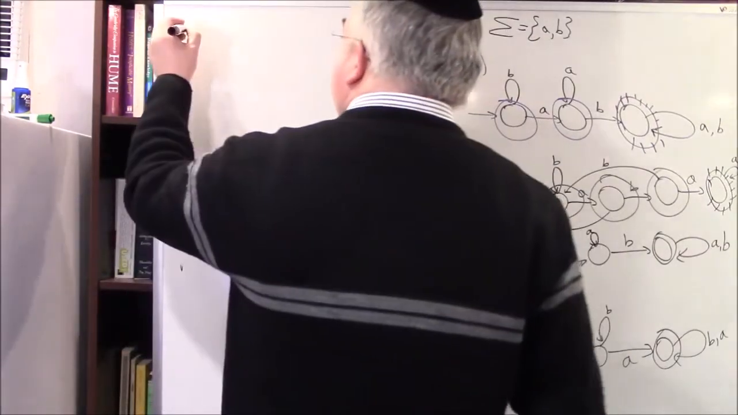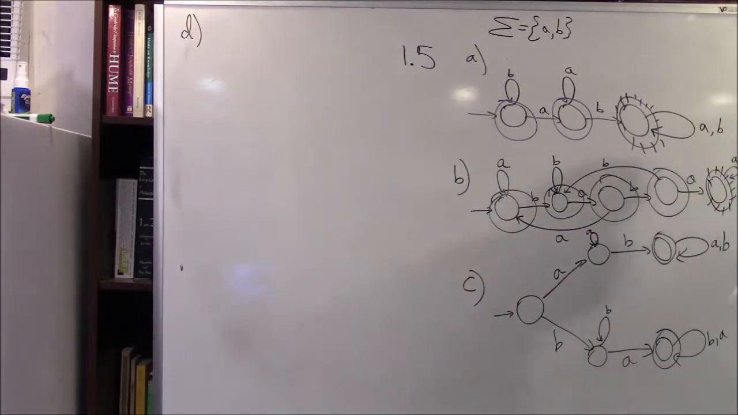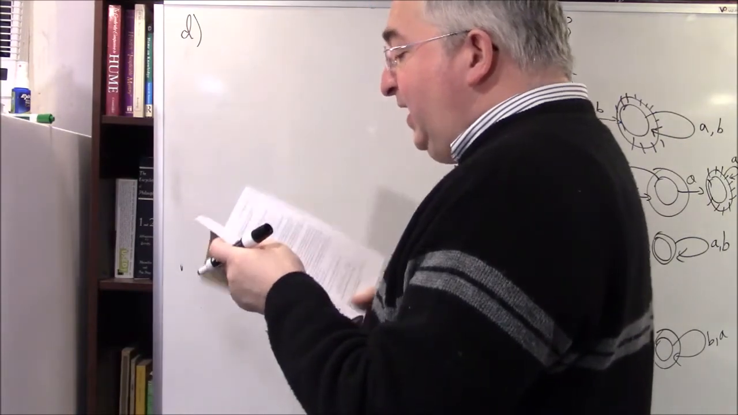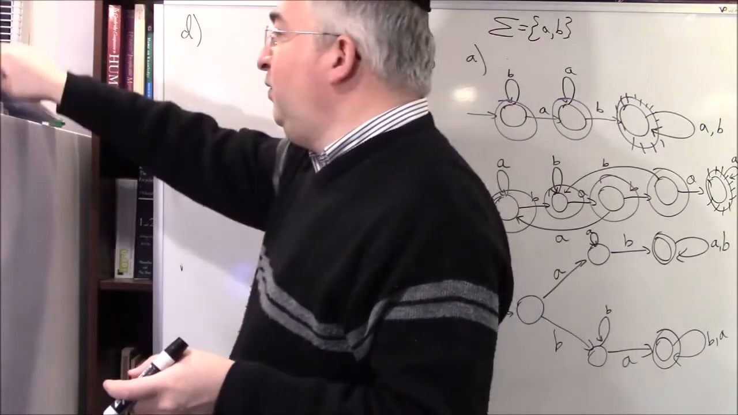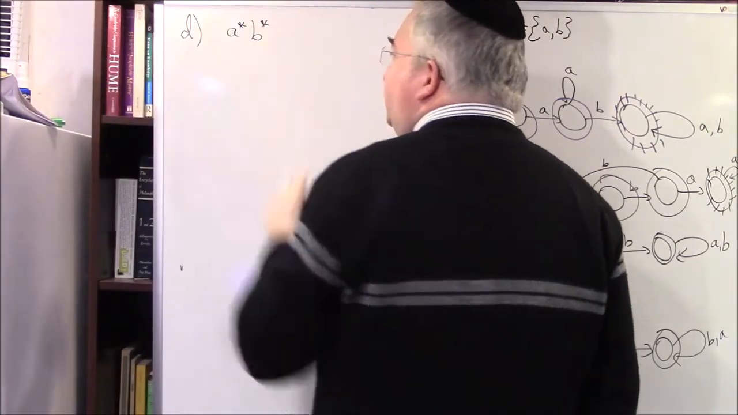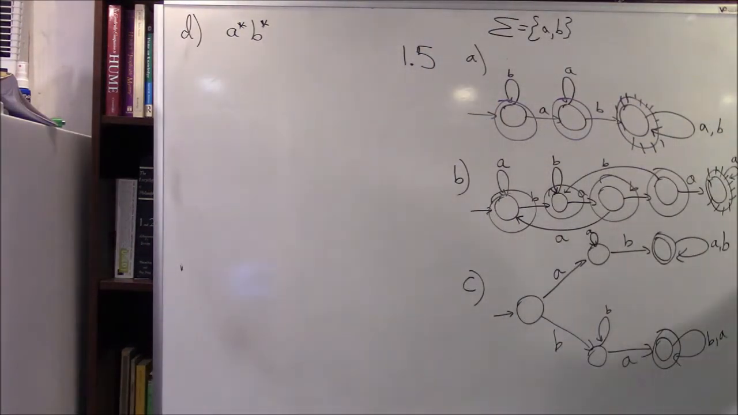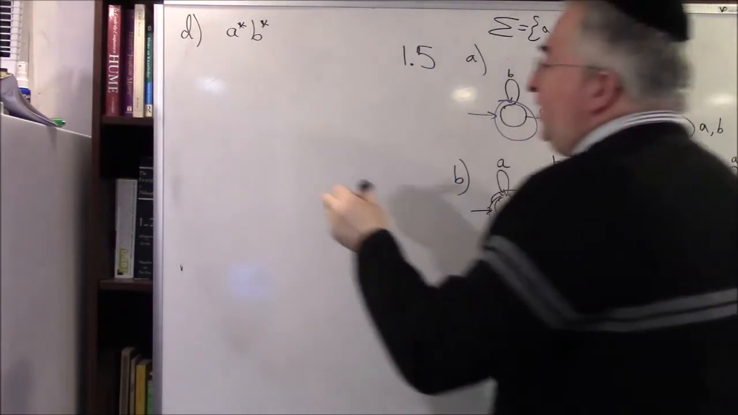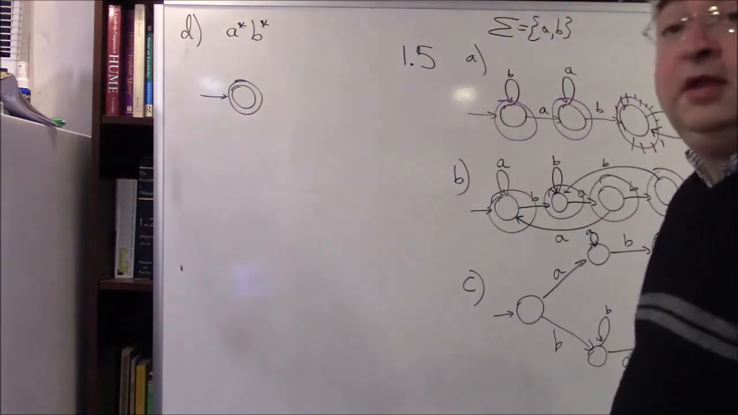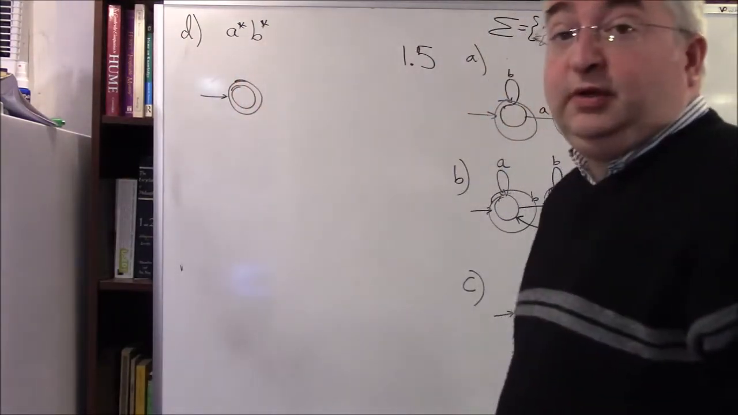Let's do D. Okay, let's read D. 1.5D is any string not in A star, B star. So what we want is A star, B star. Notice it doesn't say "contains", but is A star, B star. Okay? Let's do it. It's as follows. Notice the empty word is accepted there because A star, B star could be the empty word.